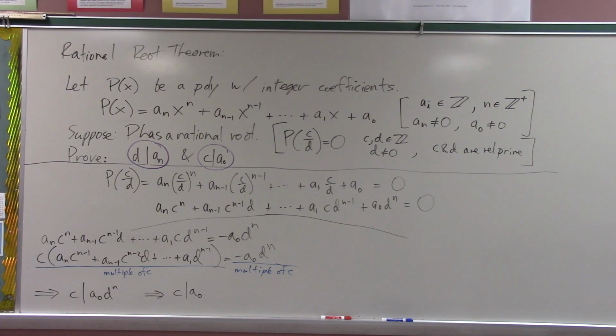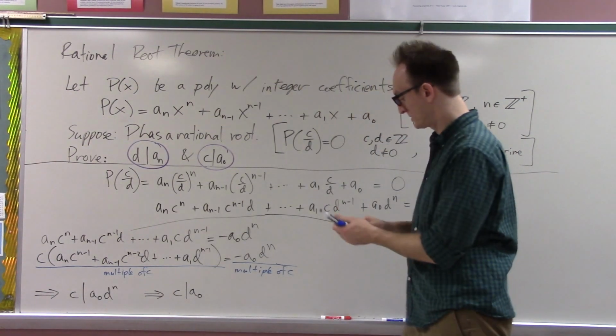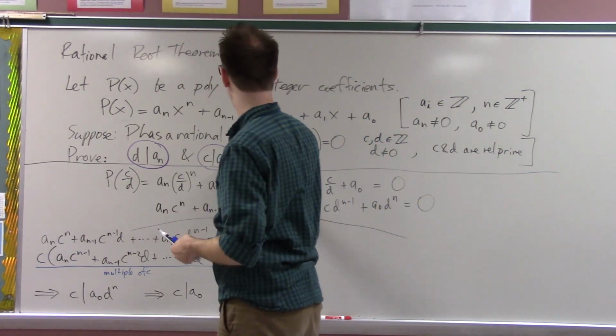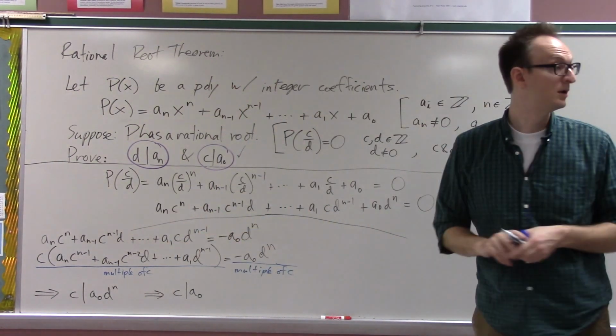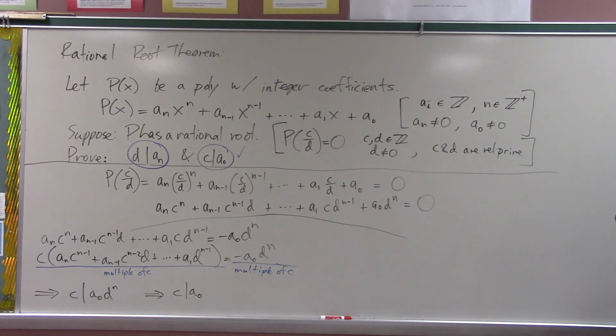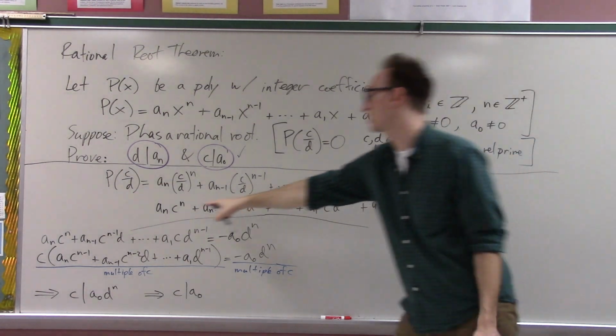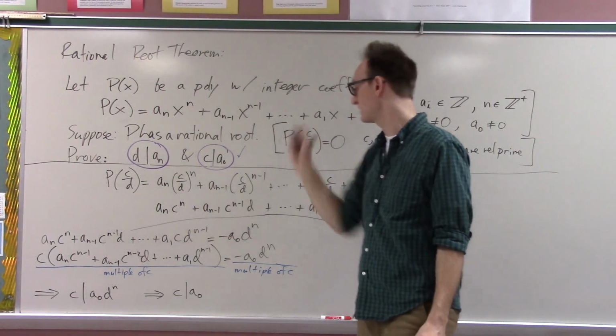Get it? Okay, how do I do this second one? Notice this weird fork. This one's done. How do I prove the other one? If you guys get it, then we should be able to do the second half just the same. What do we do now? Subtract A sub n C to the n, the one term that has no D's in it, and get it over to the other side.